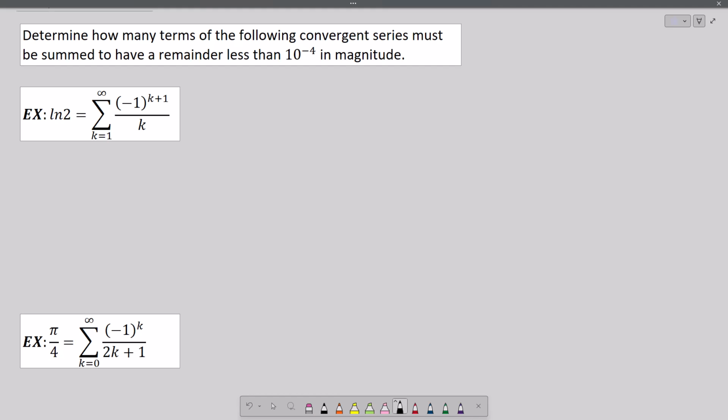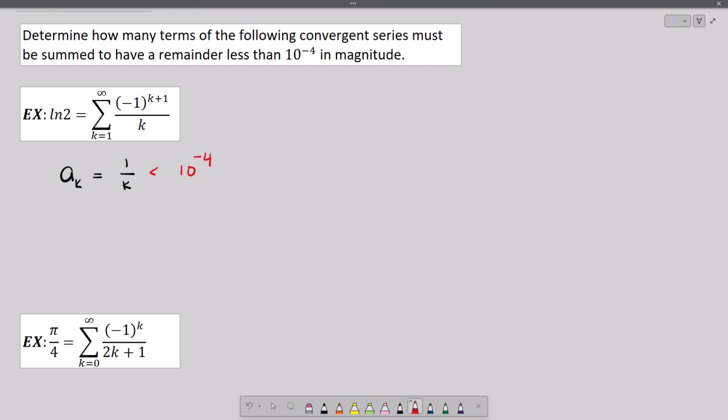Okay, so this says how many terms of the following convergent series must be summed to have a remainder less than 10 to the negative 4. So we want to know when this a sub k is going to be less than 10 to the negative 4.